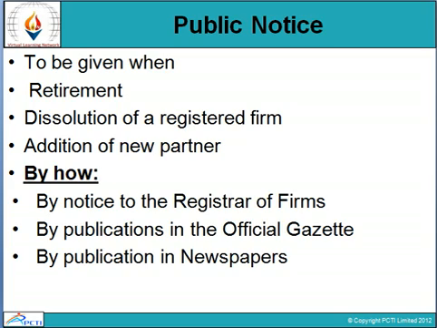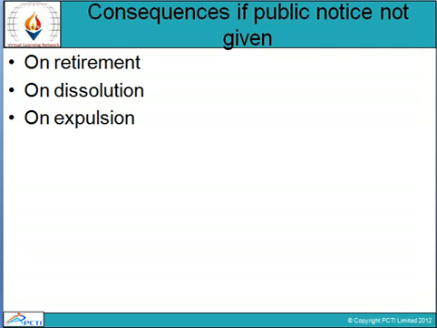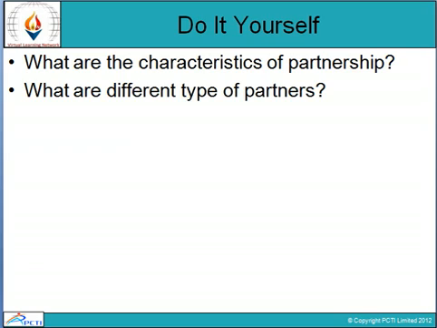Public notice is to be given on retirement, dissolution of a registered firm, and addition of new partners. By how? By notice to the registrar of firms, by publication in the official gazette, by publication in a newspaper. Consequences if public notice is not given: first, on retirement, on dissolution, and on expulsion.